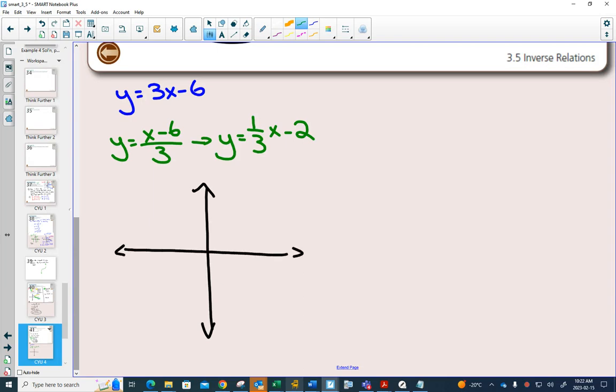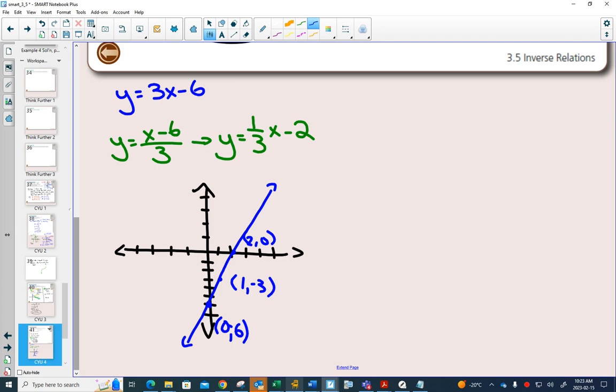I'm going to graph the blue one. And the blue one has a y-intercept of minus 6 and a slope of 3, meaning I would go up 3 over 1, up 3 over 1. I can label these points 0, negative 6, 1, negative 3, 2, 0. Those are 3 points on my blue graph.